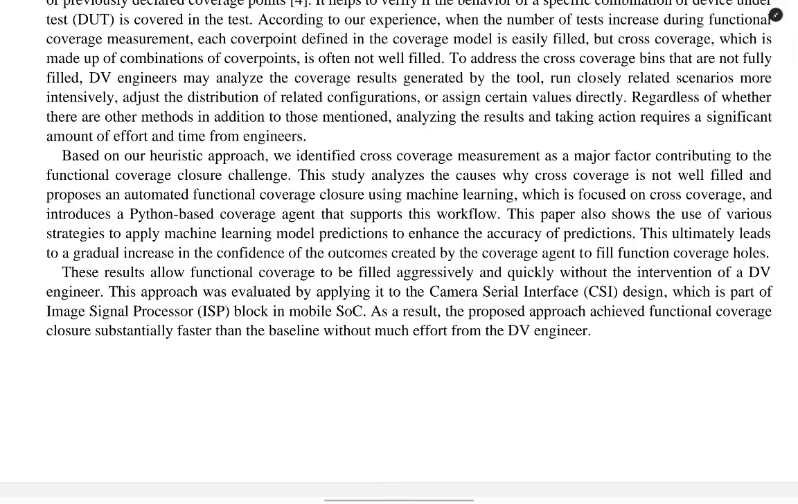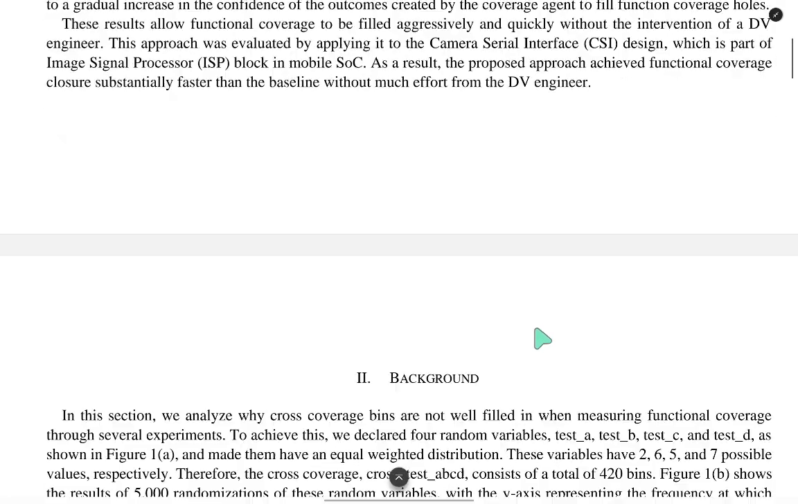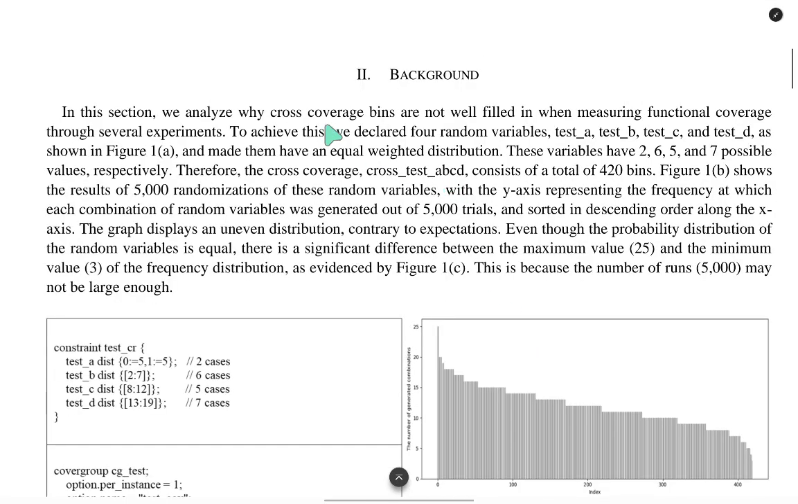engineer. This approach was evaluated by applying it to the camera serial interface (CSI) design, which is part of the image signal processor (ISP) block in a mobile SoC. As a result, the proposed approach achieved functional coverage closure substantially faster than the baseline without much effort from the DV engineer. So chapter 2 is background.